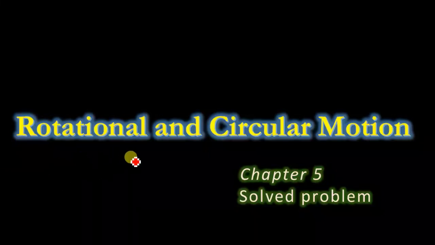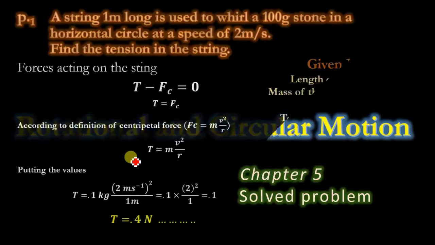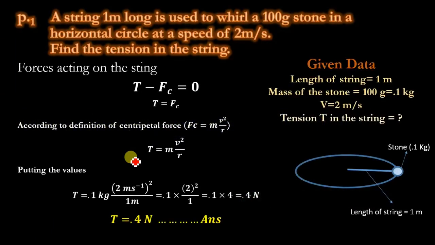Rotational and circular motion, chapter number 5, solve numerical problems. Problem number 1. A string 1 meter long is used to whirl a 100-gram stone in a horizontal circle at a speed of 2 meters per second. Find the tension in the string.